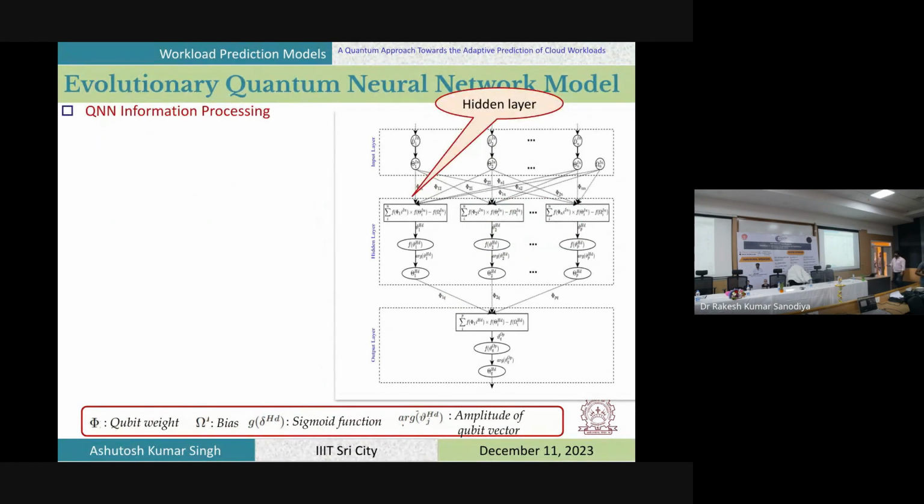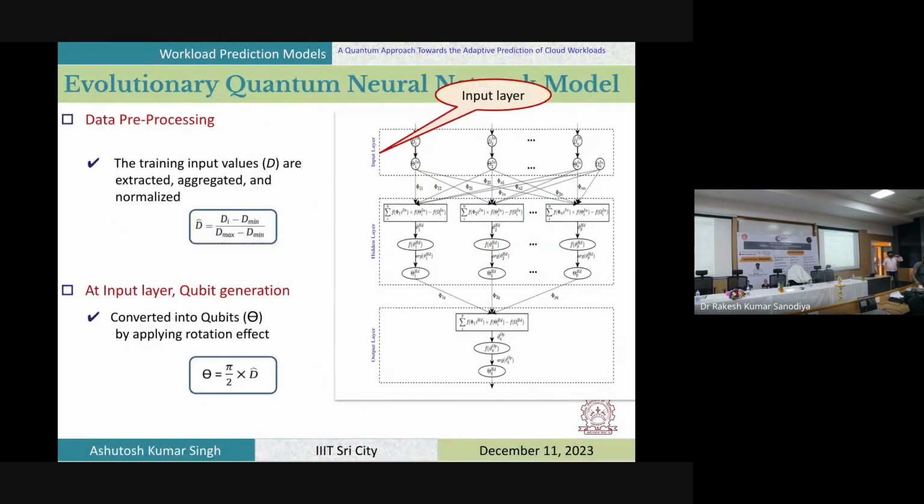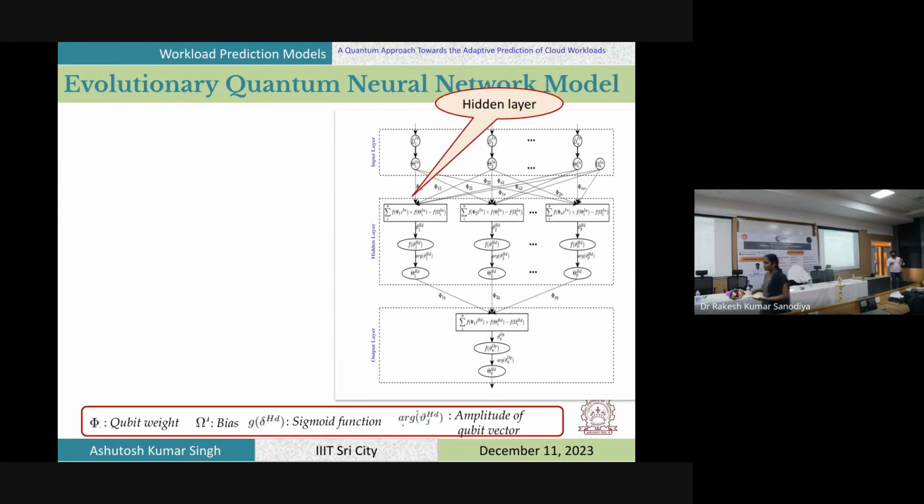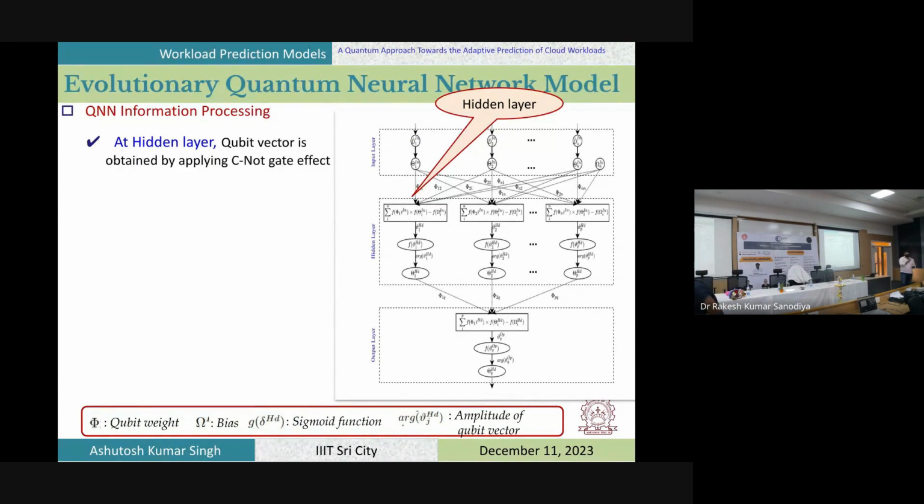The second place is the activation function. In the selection of the activation function, you may not use the C0 gate. You can use different kinds of gates, Hadamard gate, Toffoli gate, Fredkin gate, because these gates are also quantum gates.